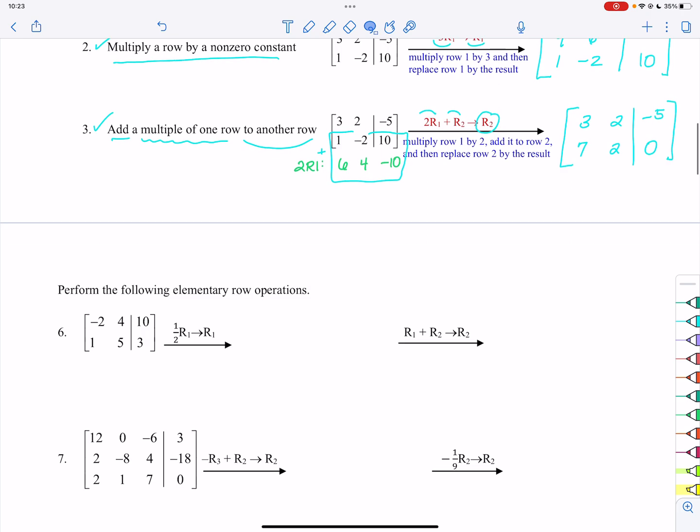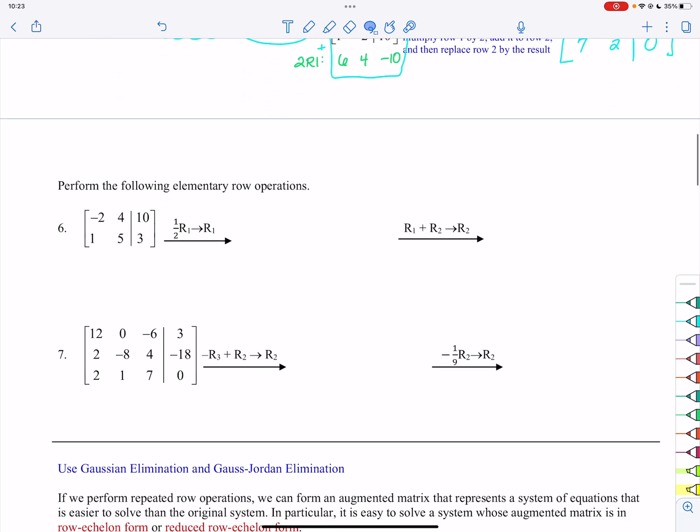Okay, let's perform some elementary row operations. You do need to understand what these symbols mean, so you want to practice that a little bit. Here we're going to replace row 1 with half of row 1. In other words, what are they saying? We're just going to multiply row 1 by 1/2.